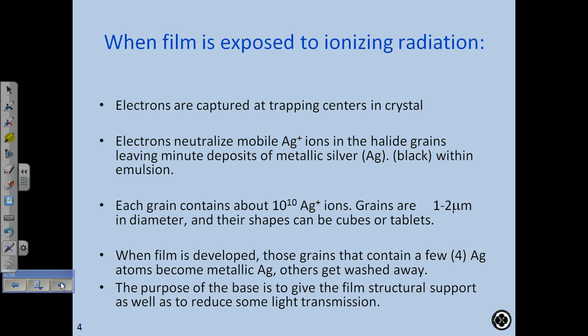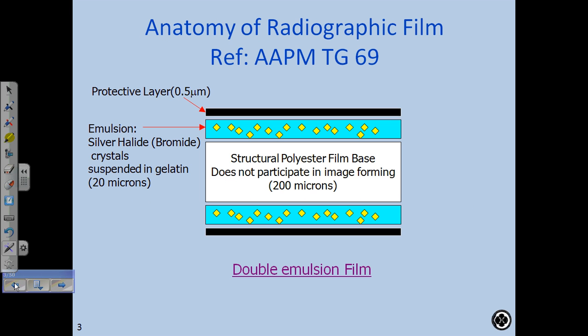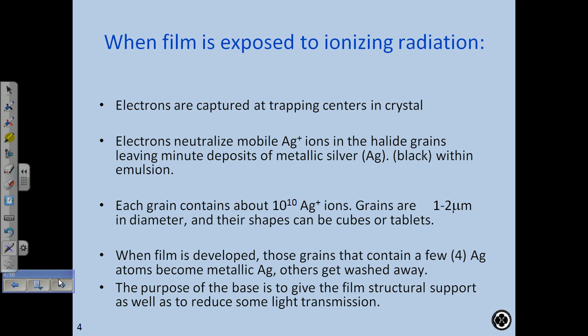So electrons neutralize mobile silver ions in the halide grains. There are silver ions inside those grains, so the mobile electrons flowing in the crystal due to radiation neutralize the silver. Silver plus becomes neutral silver. These minute deposits of metallic silver appear black within the emulsion. The positive silver is not black, but once it gets neutralized, it becomes dark. Each of those grains in that schematic contains about 10 to the 10 silver plus ions.